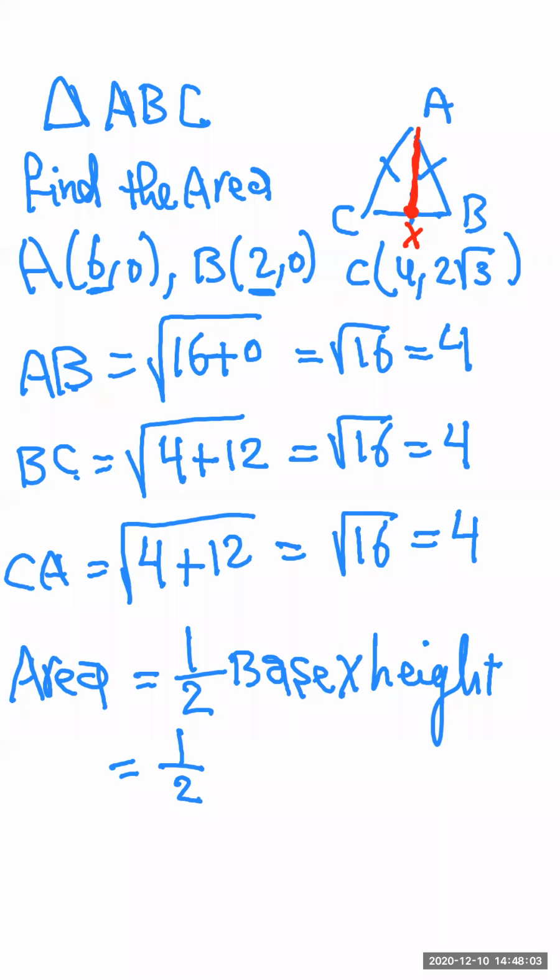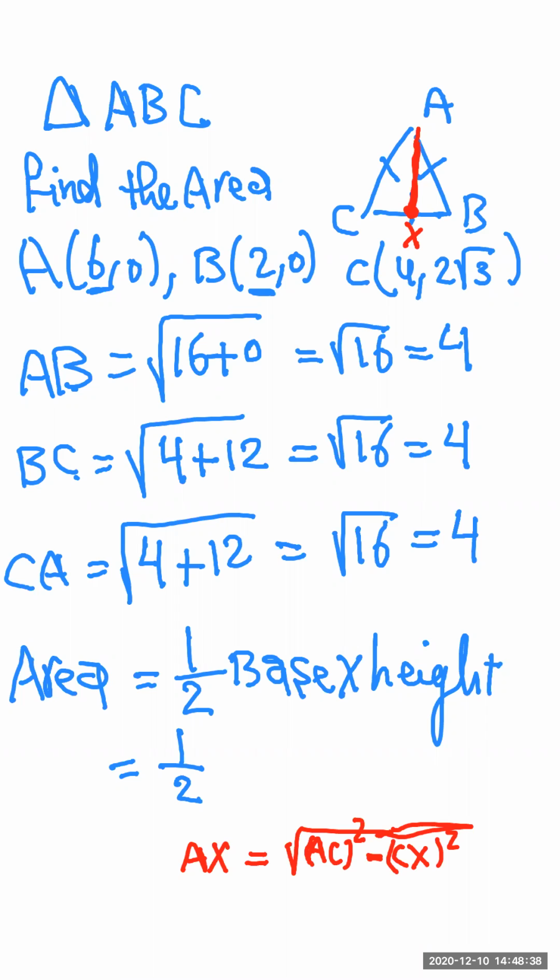So now I will get the height using the Pythagoras theorem. So AX will equal the square root of AC squared minus CX squared. Are we clear till now? It's the Pythagoras theorem. So the height AX will equal the square root of AC squared.